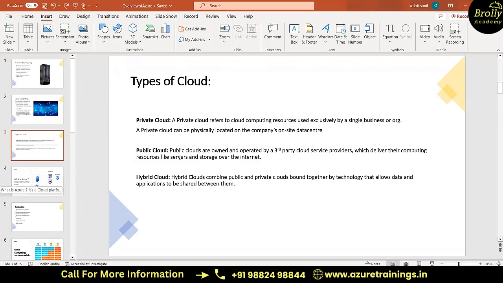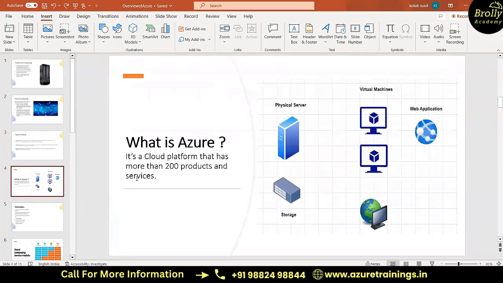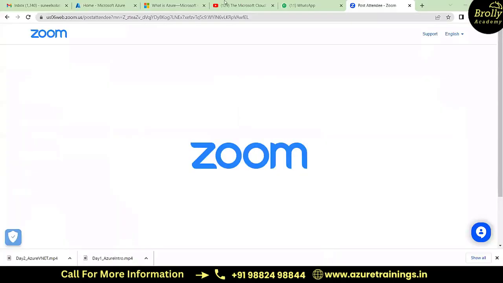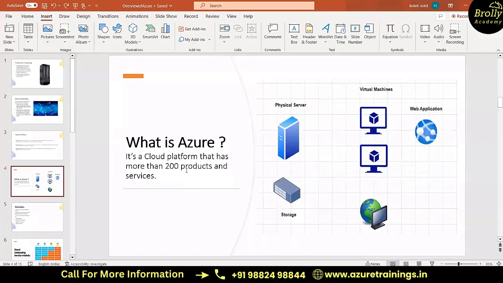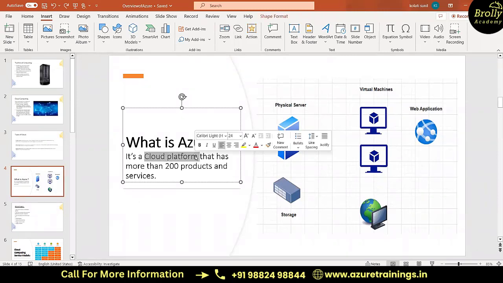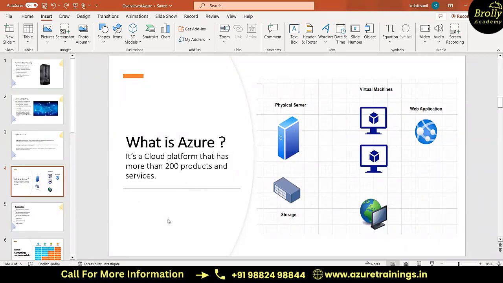And from now onwards we are going to discuss what is Azure. If you see here, what is Azure? Azure Cloud Platform is more than 200 products and cloud services designed to help you bring new solutions to life. Actually, it's a cloud platform. As I mentioned, Azure is one of the cloud platforms. We have many cloud platforms like AWS, GCP, Azure, and Azure is the one provided by Microsoft.